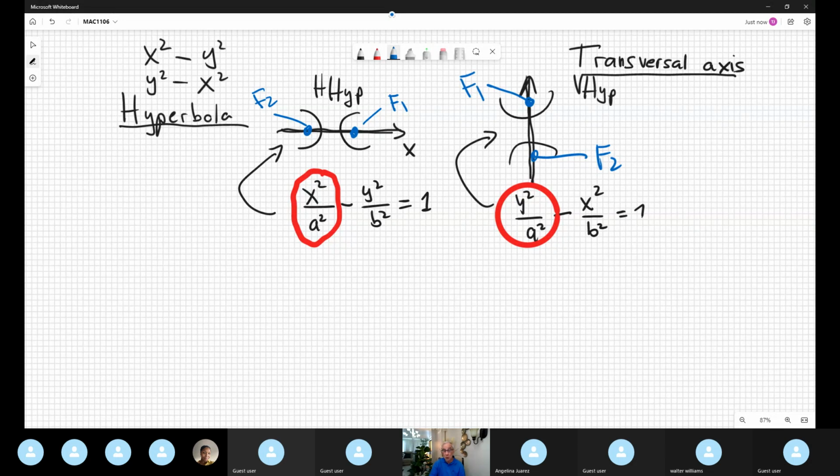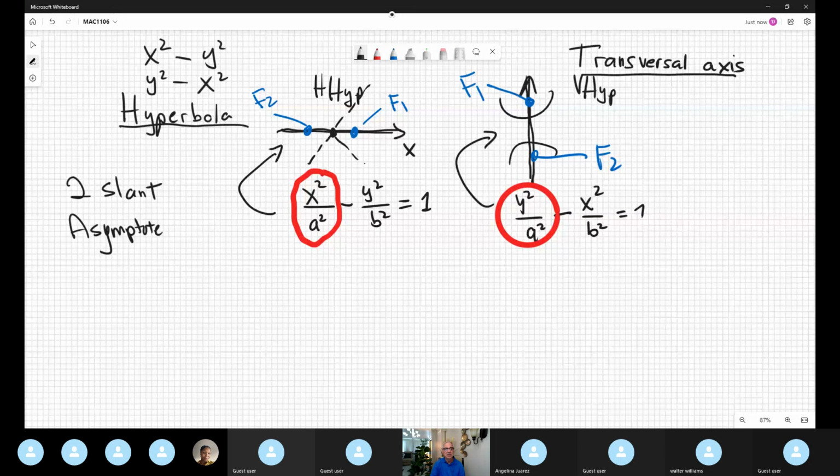Now, one important thing. The hyperbola has two slant asymptotes. Let me show you. Let me try to do my best. This sketch is not good. Look, so we have the center. Okay, cool. Center, yes. We have the asymptotes. Don't worry too much about the asymptotes, which I want to explain now.